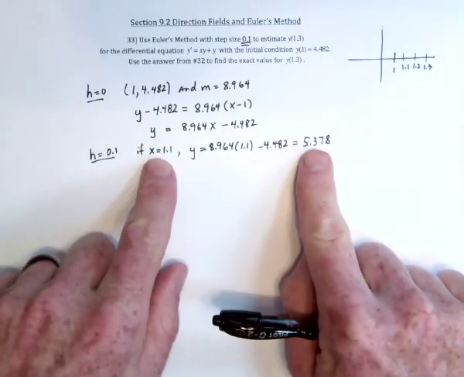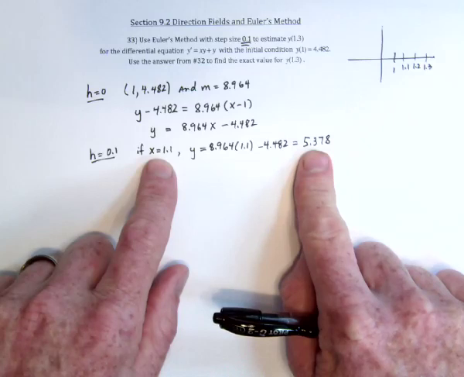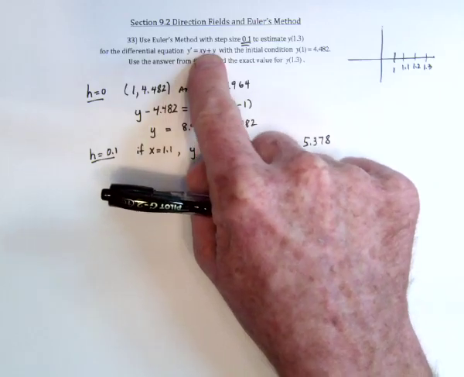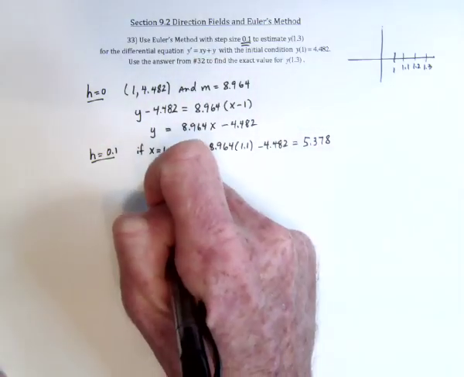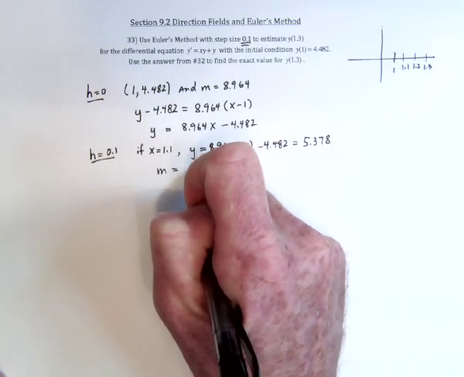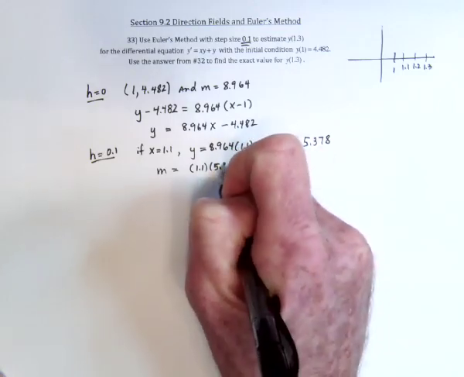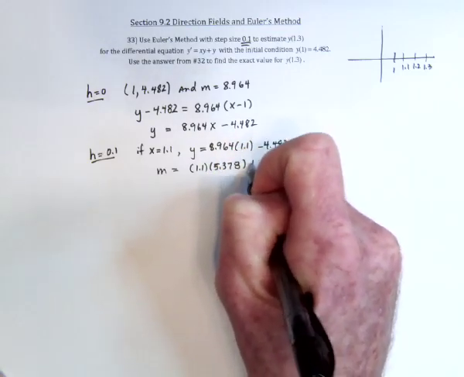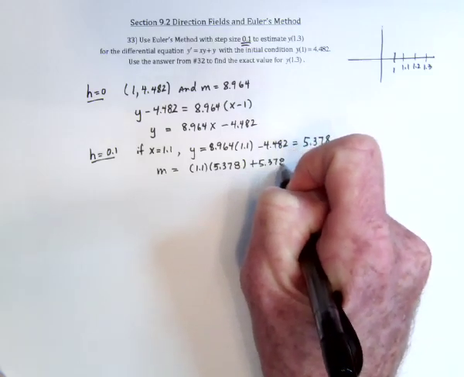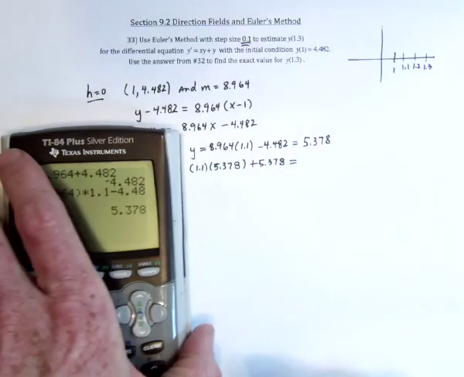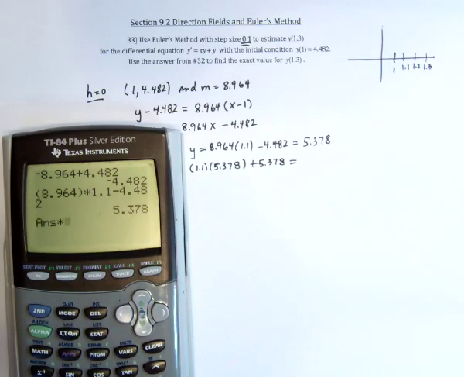So now we've got a new x and y value. Now take these new x and y values, put them in there, and find out what the slope is going to be. So the slope is going to be x times y plus y. So just use that 5.378, multiply by 1.1, and then add it to itself.